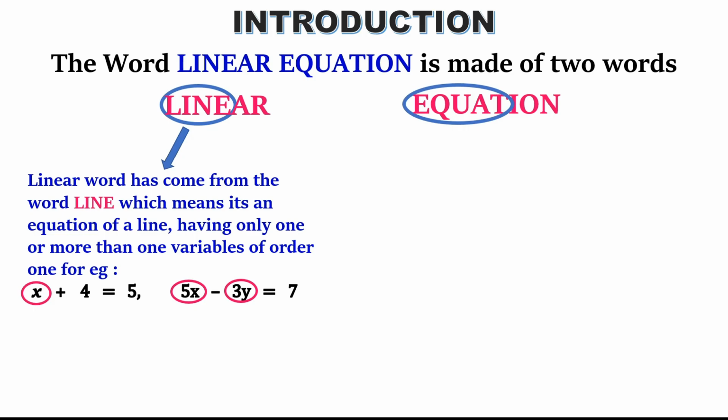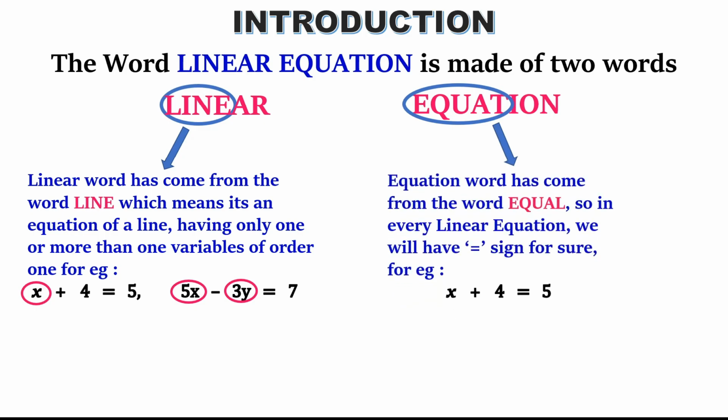Now the word equation, as you can see, the hidden word in it is equate, which means equal. So the word equation has come from the word equal. So in every linear equation, we will come across the equal to sign. For example, we have x plus 4 is equal to 5. Here, as you can see, we have the equal to sign. If this equal to is not there, then it is not an equation.